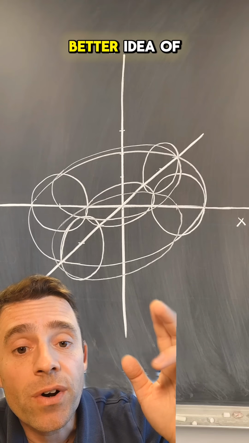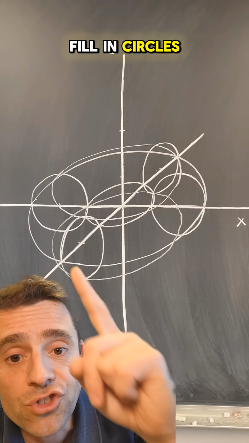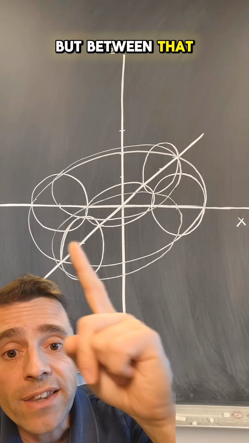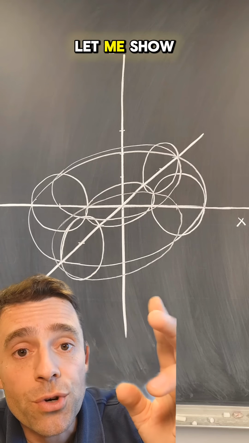And now that I have a better idea of what the entire shape is, what I'm going to do is fill in circles just like this one, but between that circle and this circle, I'm going to fill in many other circles. Let me show you, like so.